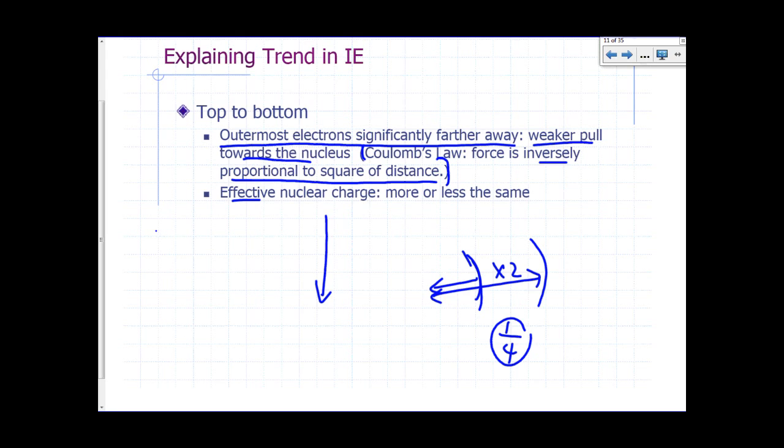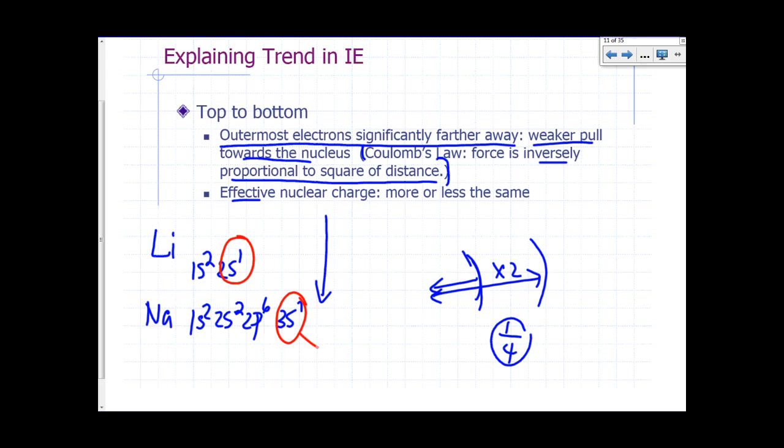So for example, lithium is 1s2, 2s1. Compare that to sodium, 1s2, 2s2, 2p6, 3s1. This electron in the second shell versus that electron in the third shell, this is going to be much easier to remove. It's going to take less energy to remove that electron. It's farther away from the nucleus than the 2s electron.